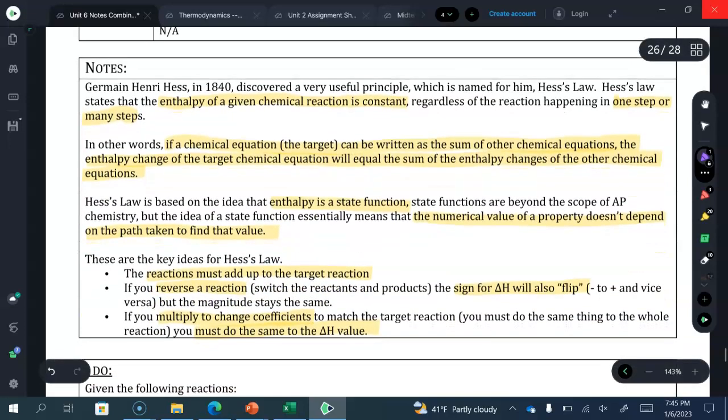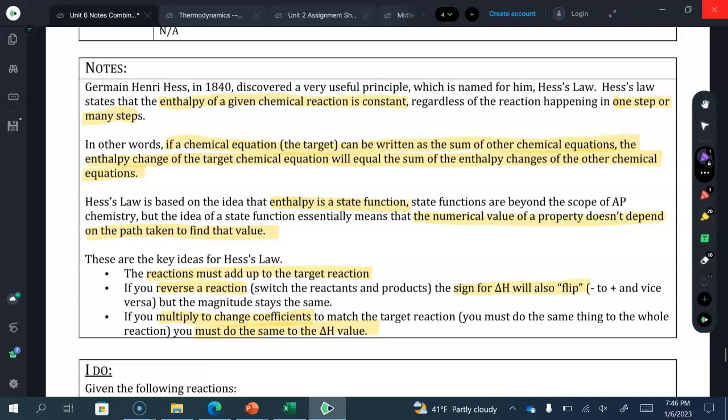Germain Henry Hess in 1840 discovered a very useful principle, which he named for himself, Hess's Law. Hess's Law states that the enthalpy of a given chemical reaction is constant, regardless of the reaction happening in one step or many steps.